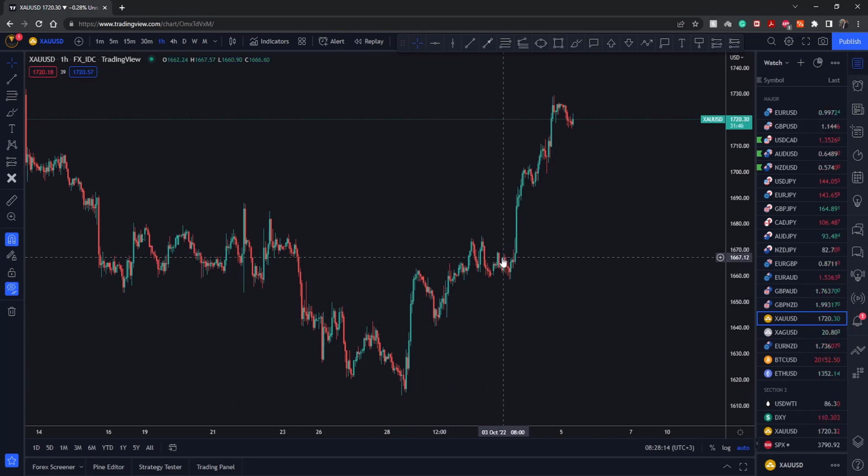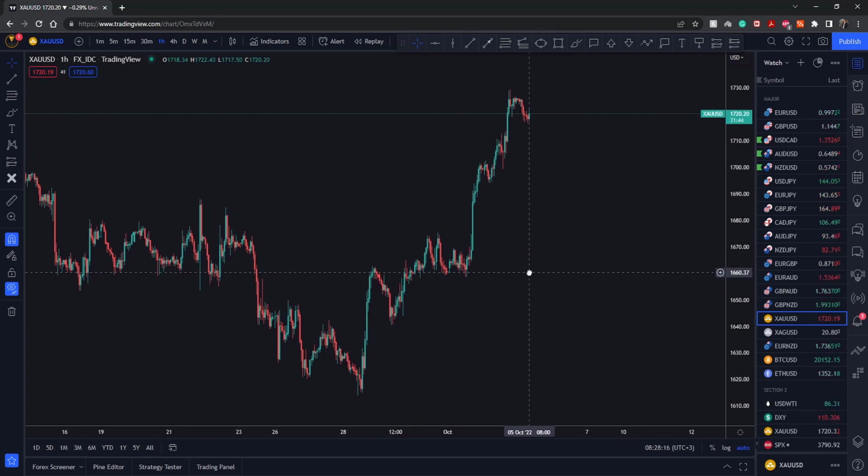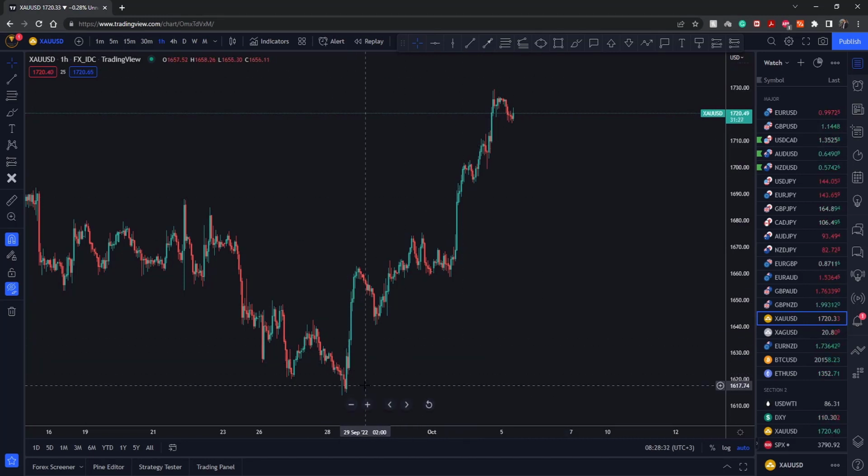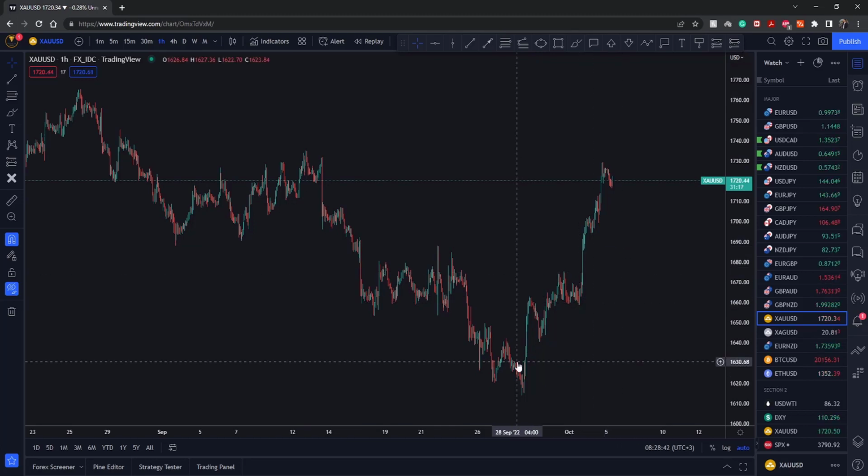So at that point, we already knew that we were going to see a pullback, and we identified a zone right around here where price currently is trading, where we could potentially look to sell. Looking at this price action, since price tapped into our area down here, it's already made a move of about $100 to the upside. So looking at the 1 hour time frame, you could potentially say that we've got a trend reversal.